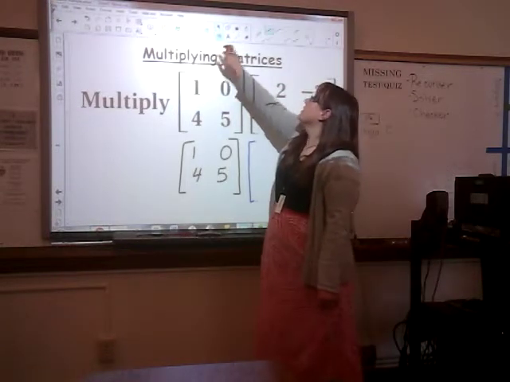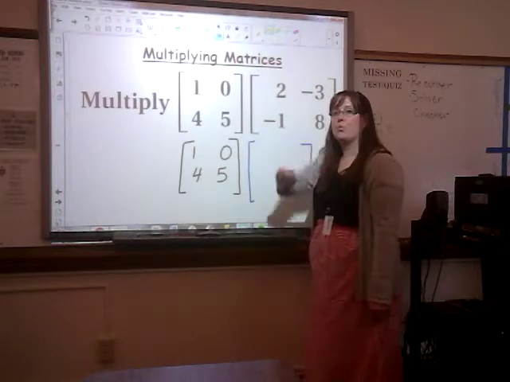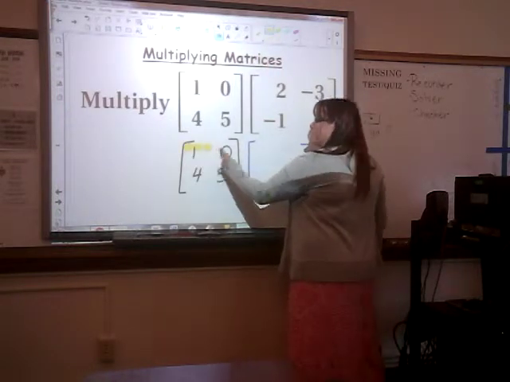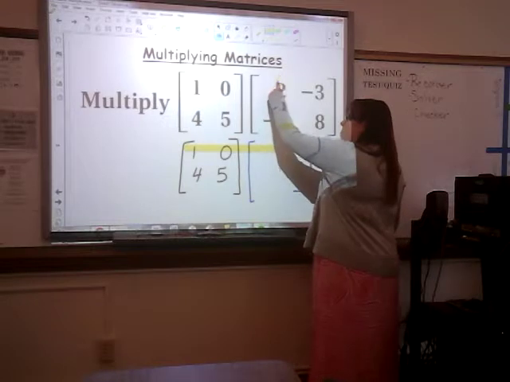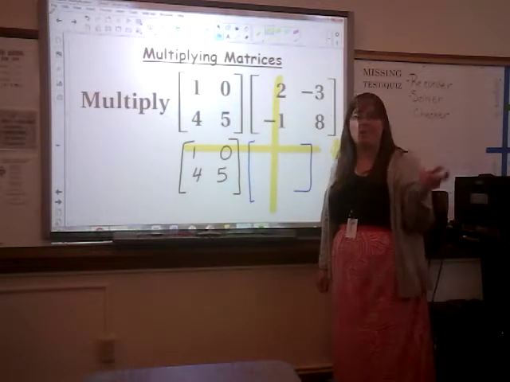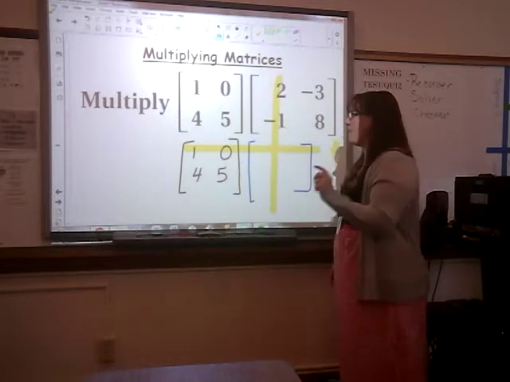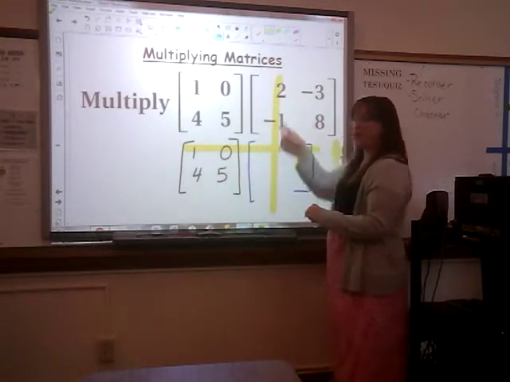So first, we highlight row 1 of our first matrix and column 1 of our second matrix. Remember our songs, row by column, row by column. So we're going to multiply row by column. Row 1 by column 1.